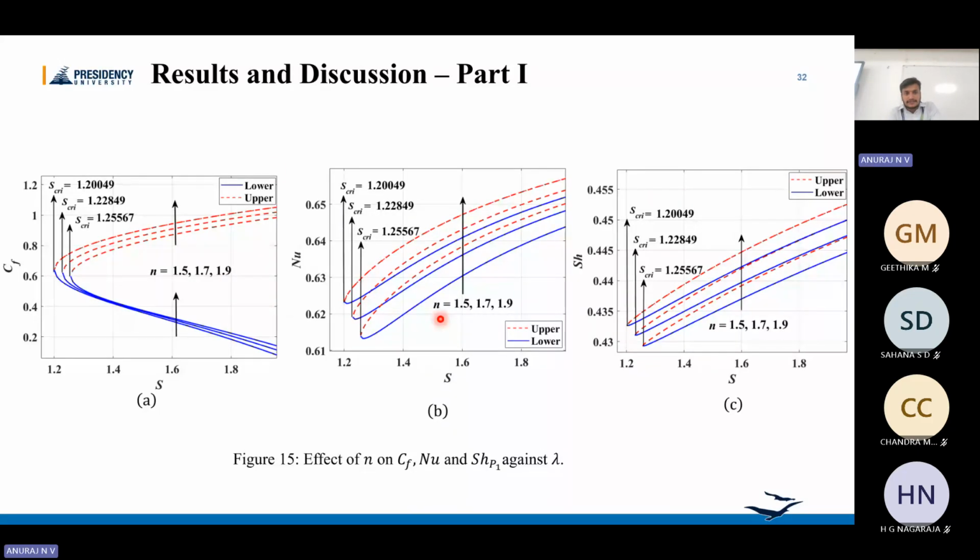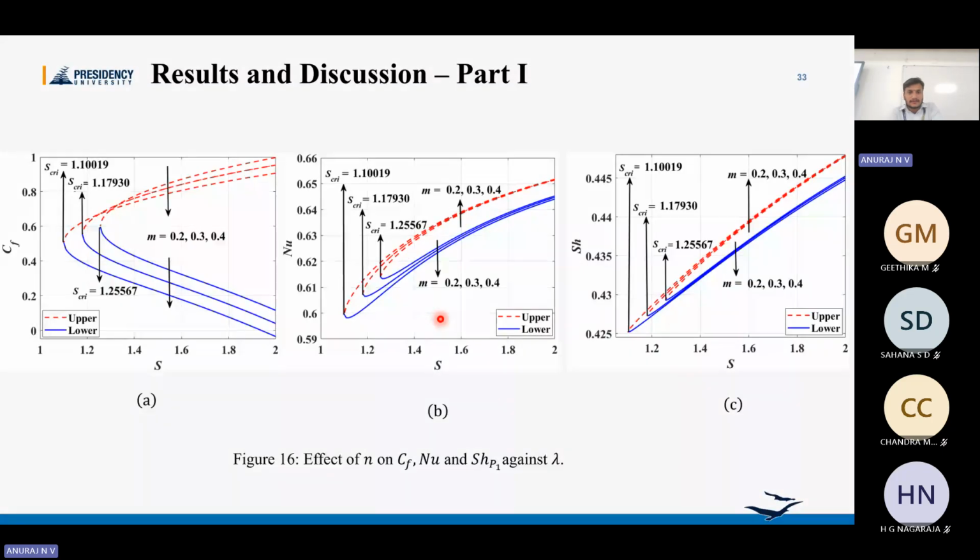Here also I'm getting two solutions, and these are the critical points I found. And similarly for the power law index also I showed here, the same kind of thing is happening.